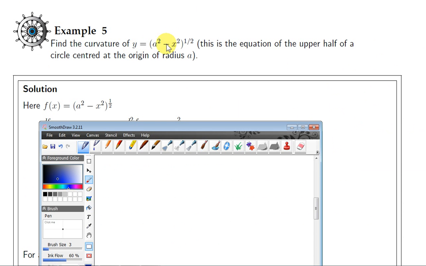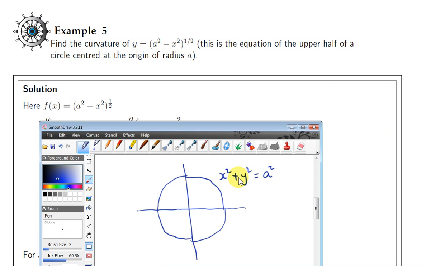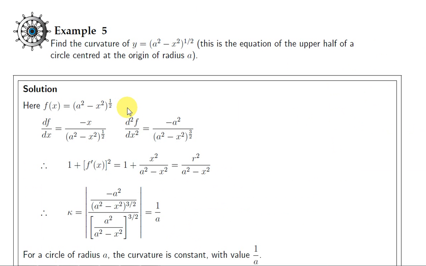Let's take this example here. Now this is the equation of a circle centered at the origin with radius of a. So such circles have an equation of this form. So this is what we get when we make y the subject. So we need to get y as a function of x, so that's our f of x. So to get the curvature we need the first and second derivatives.